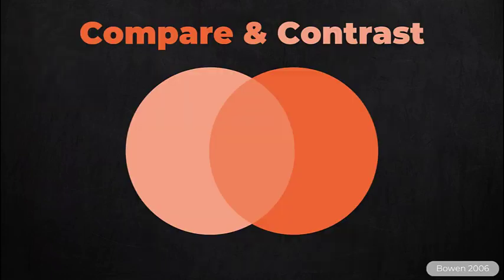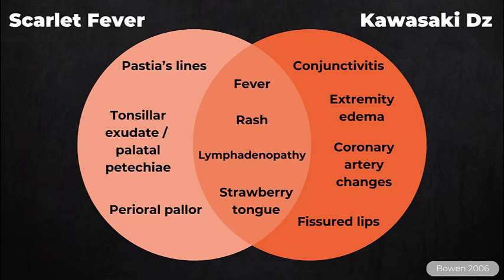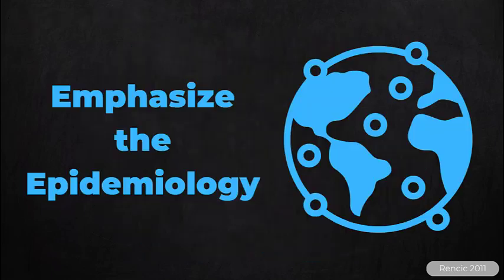One of my favorite strategies is compare and contrast, where we encourage our students to study diseases in a way that promotes clinical reasoning rather than rote memorization, such as reading about 2 to 3 diseases at the same time, comparing and contrasting their features. For example, a student might read about the presentation of scarlet fever versus Kawasaki disease, specifically assessing the commonalities and differences. Another tip is to emphasize the epidemiology.